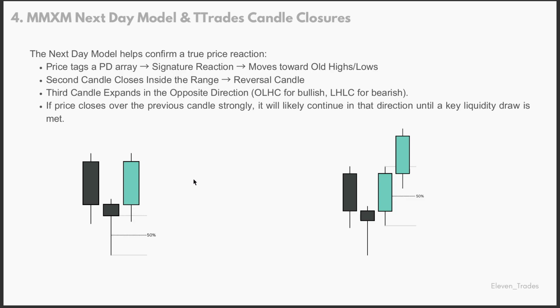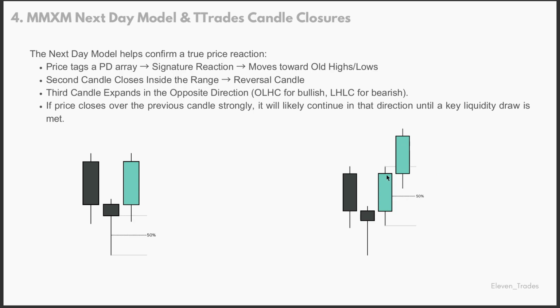And also the MMXM next day model states that if the price closes strongly over the previous candle's high or previous candle's low, it will likely continue in that direction until a certain draw on liquidity is met. For example, we have a candle 1, candle 2, and a candle 3. So the candle 4 will also be an expansion candle until some draw on liquidity is met.